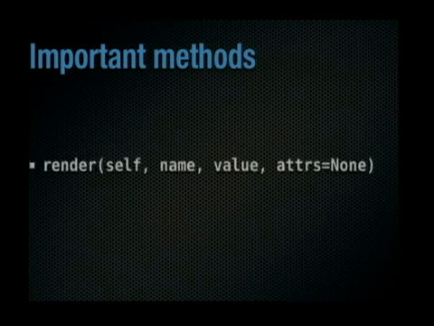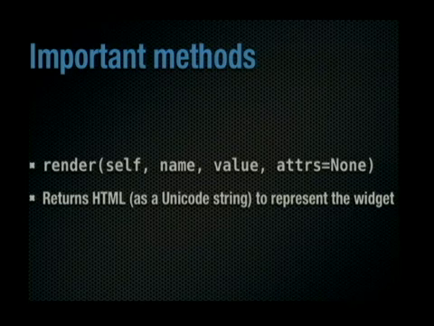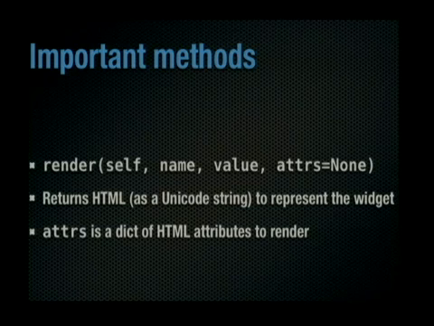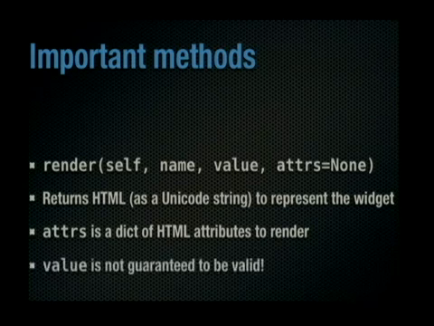Important methods on a widget are render, which pretty much does what it sounds like it would do. Render is responsible for outputting the widget as HTML, as a Unicode string, for what actually needs to end up in the web page. It takes a dictionary of HTML attributes as an argument so that you know how to render it and what HTML attributes to put in. One tricky thing is that it gets a value. Value is not guaranteed to be valid. Writing a widget on the assumption that the value is valid is a bad idea because you will be getting values into your widgets that either have been found to be invalid or have not yet been validated. Sometimes you'll get some that have been valid, but there's no guarantee.